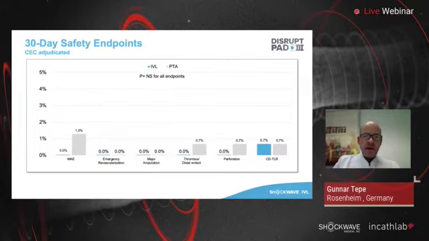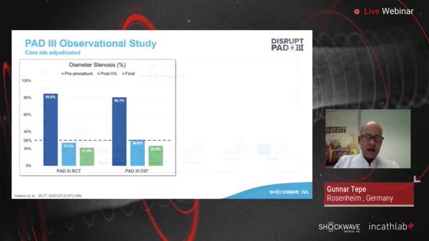Here we have the safety endpoints, and what we can see is that IVL was safe. We didn't see any distal embolizations. We didn't see any major amputations, emergency revascularization, no perforation, but we had a CD-TLR in both groups, one patient, which at the end made 0.7%.